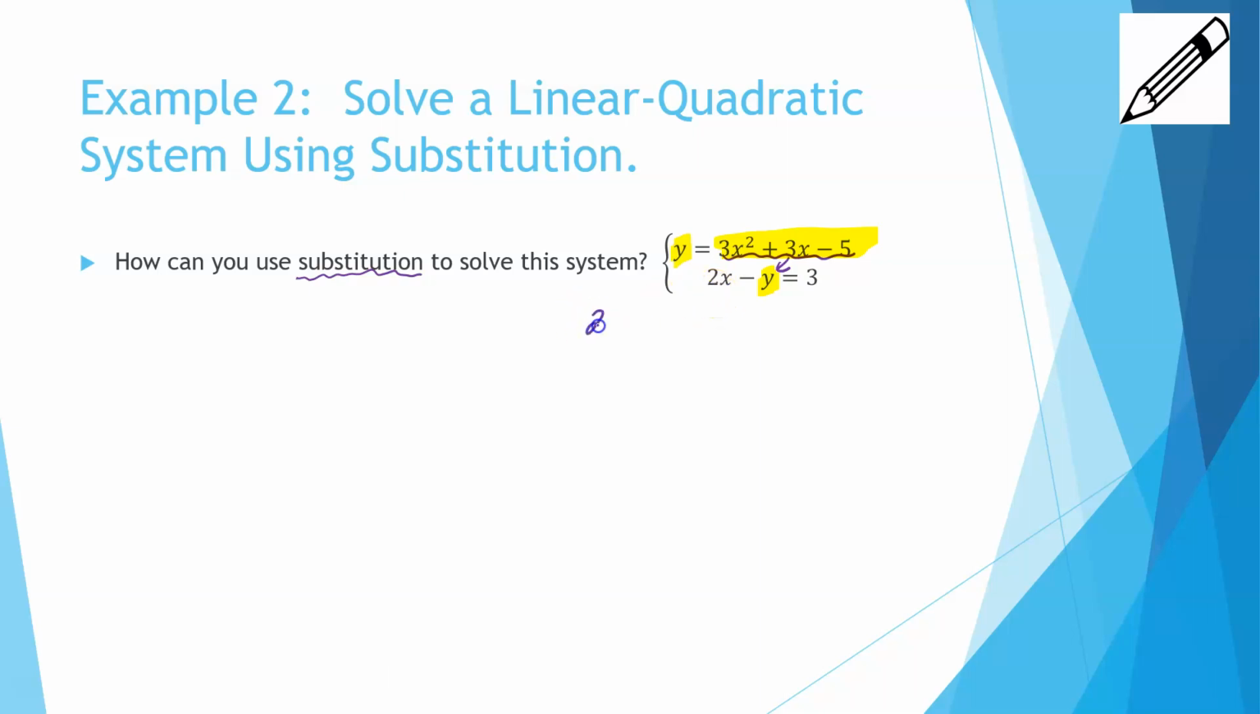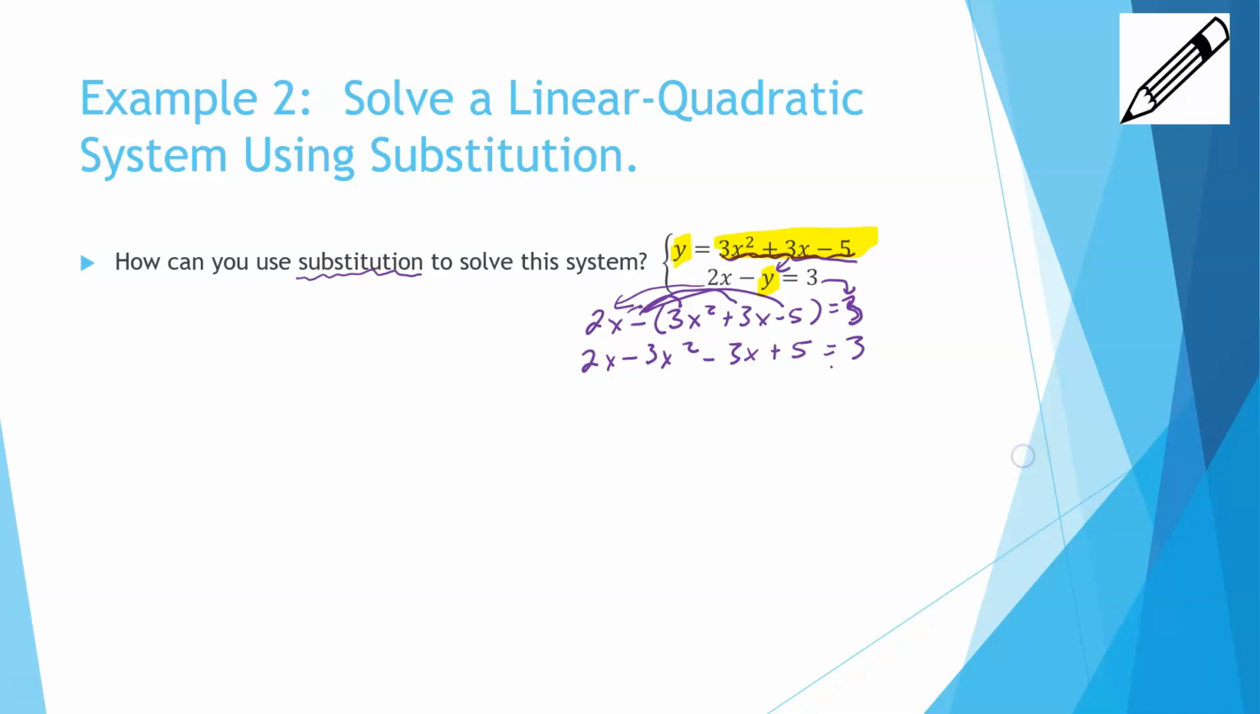The 2x just stays, so I'm going to do 2x minus. Make sure you put your quadratic in parentheses. So I'm going to replace that y with 3x squared plus 3x minus 5. And it's all just equal to 3. Okay, so this stays, and I replace the middle. Now, I have to put it in parentheses, especially if there's a minus, because I get 2x minus 3x squared minus 3x. A negative times a negative is positive. Plus 3.